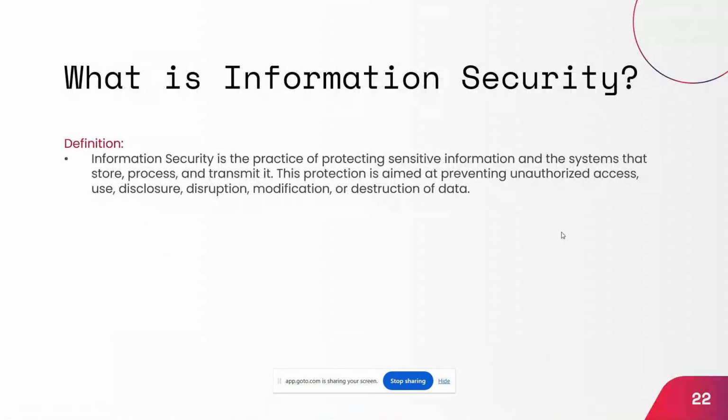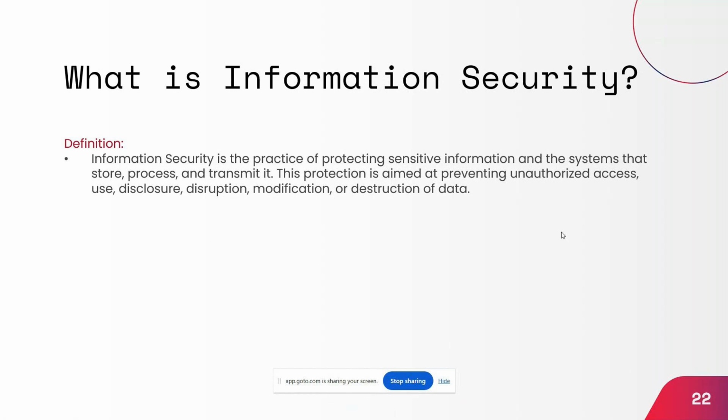So let's get started, learning some of the basics of cybersecurity and information security. First, understand what information security is. Of course, it is there in the name itself: securing the sensitive information.